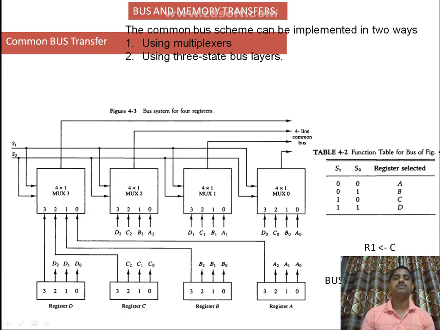We can also use an 8-line common bus, or a 16-line common bus, to implement the bus and memory transfer of the particular system. The common bus scheme can be implemented in two ways. The first one is using multiplexers and the second one is using three-state bus buffers.